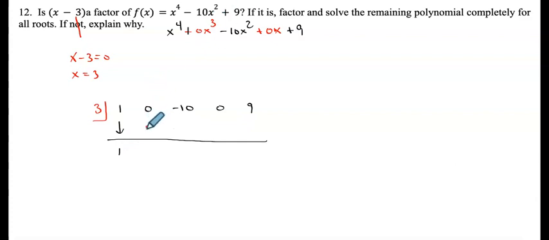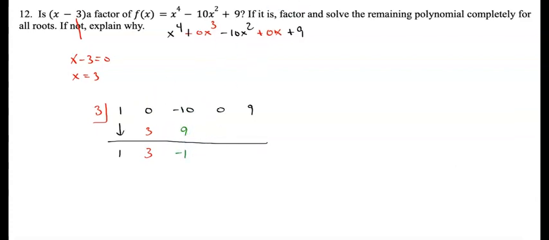3 times 1 is 3, 0 plus 3 is 3. 3 times 3 is 9, negative 10 and 9 is negative 1. 3 times negative 1 is negative 3, 0 plus negative 3 is negative 3, and 3 times negative 3 is negative 9, and that comes to 0. So yes, it's a 0.